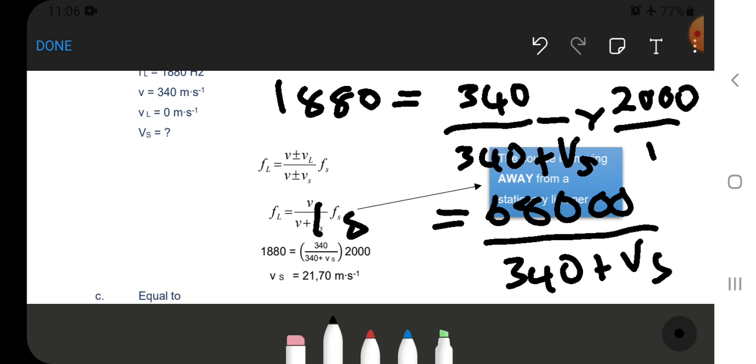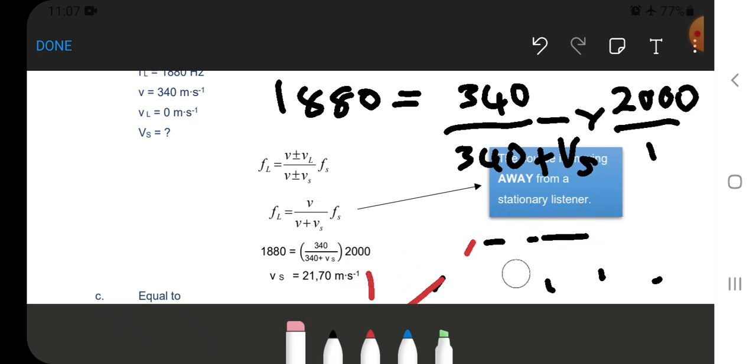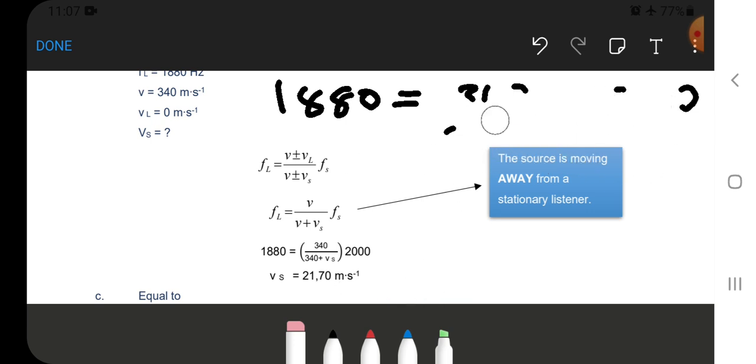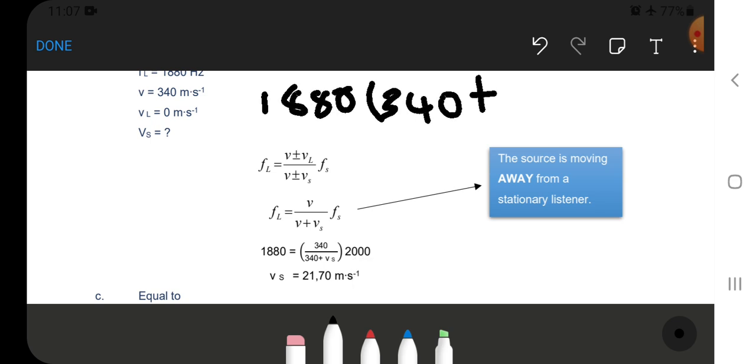This will still be 8. And then what do I do? I cross multiply. And then here, the 340 will multiply with this one. And then this one will be like it's over 1. And then the 680,000 will multiply with the 1. I'm showing you guys how we do it. And then after that multiplication, we will have something like 1880 multiplied by 340 plus Vs equals to 680,000 that we had on top.